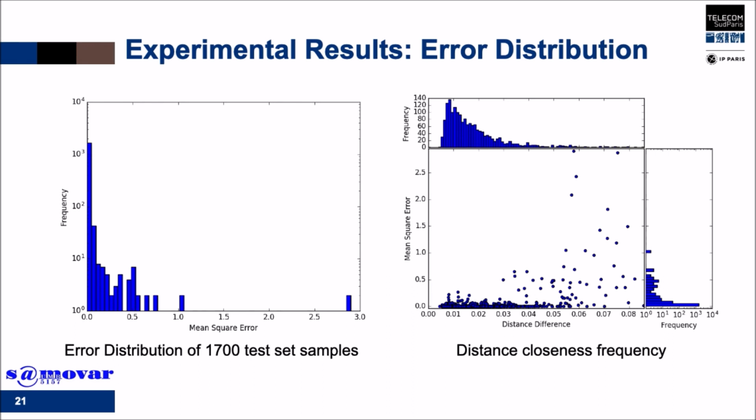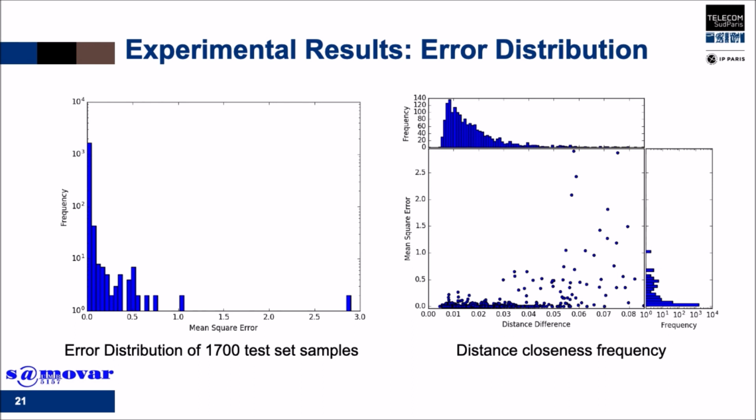On the right figure, the Euclidean distance of the channel state information between the test sample and the closest sample in the training set is compared against the mean square error. So on the x-axis, you find the Euclidean distance between the channel state information to the closest training sample, and the y-axis represents the corresponding mean square error.